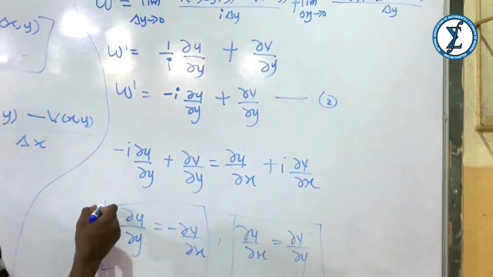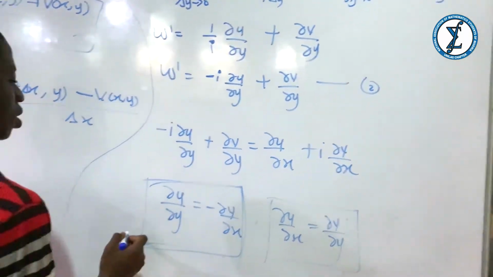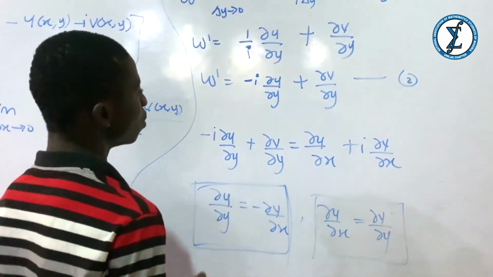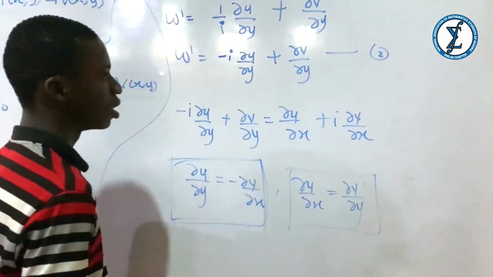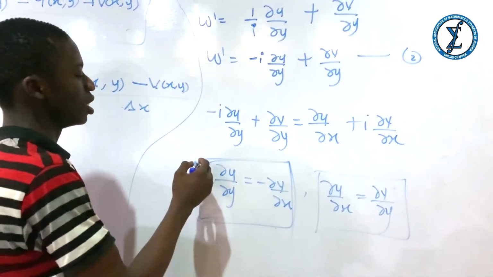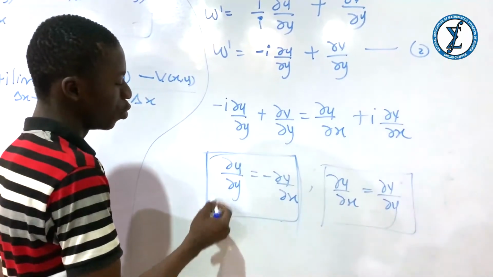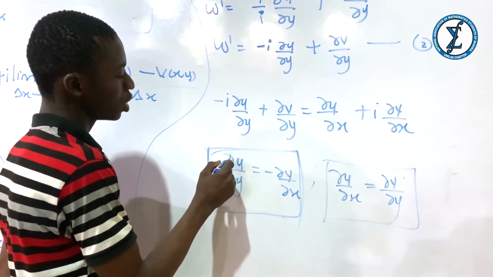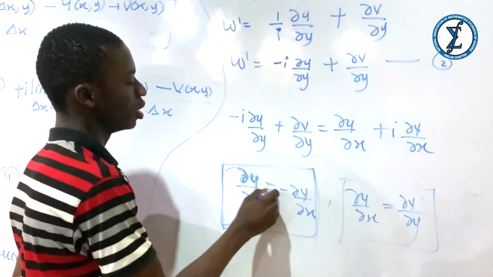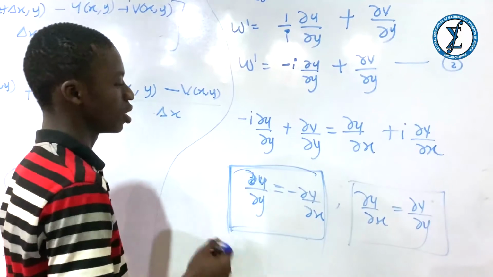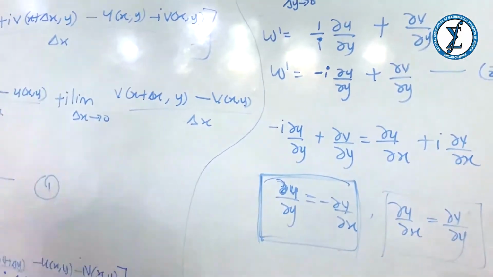So if this satisfies the Cauchy-Riemann equations, we can say the function is analytic, but we can't just conclude. If we move further, if the partial derivatives are continuous, then we can conclude that the function is analytic. Now let us take an example.